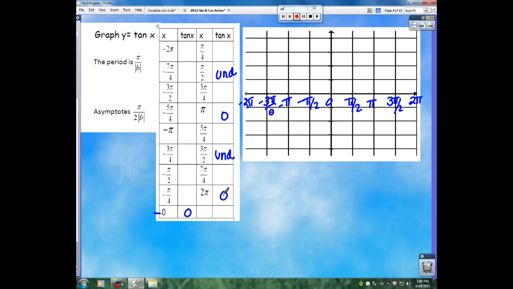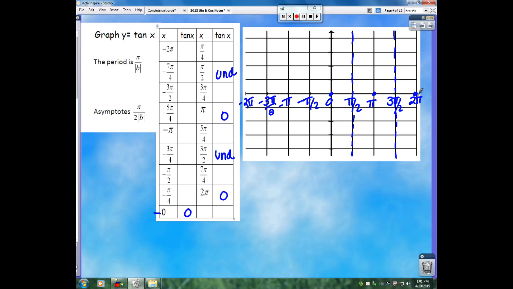Alright, so let's put in what we've got. So at 0, we're at 0. At pi over 2, we're undefined. So that's an asymptote. So we're going to dot an asymptote because we're undefined there. At pi, we're at 0. At 3 pi over 2, we're undefined. And at 2 pi, we're back at 0. Alright, let's do the negative part of our graph, and then we'll go back and fill in the middles.